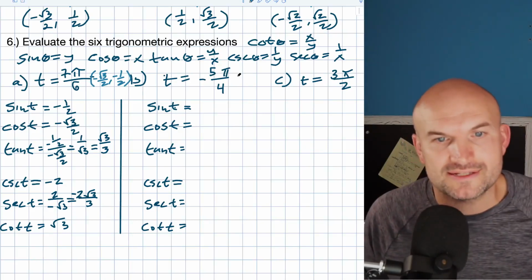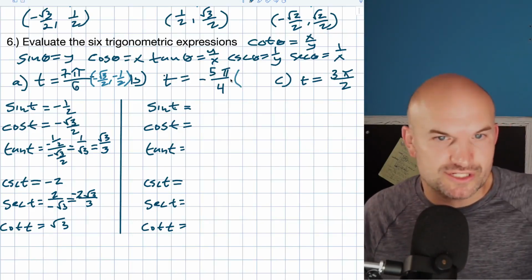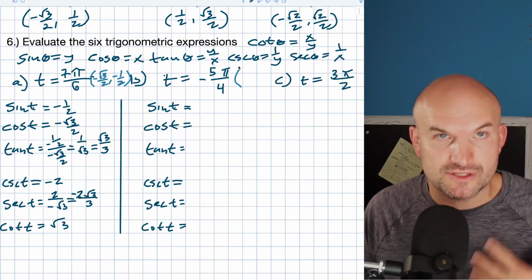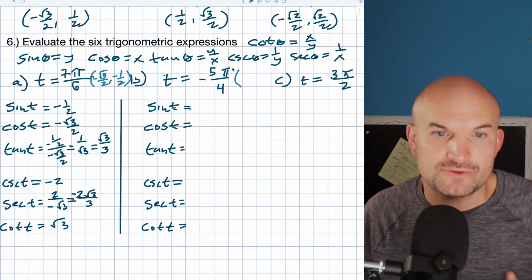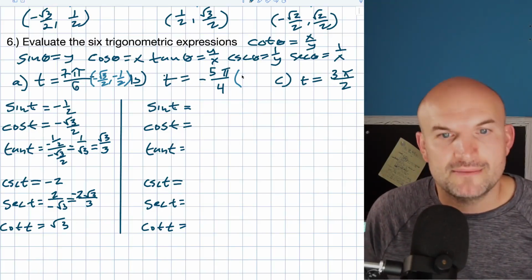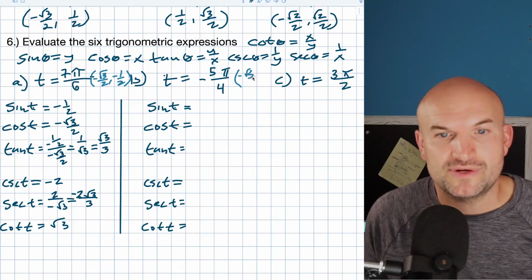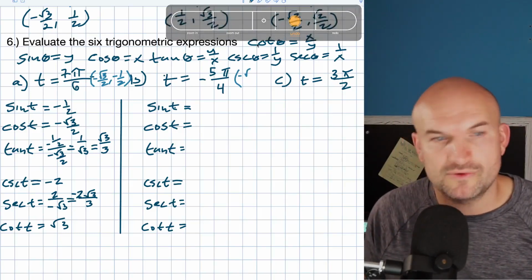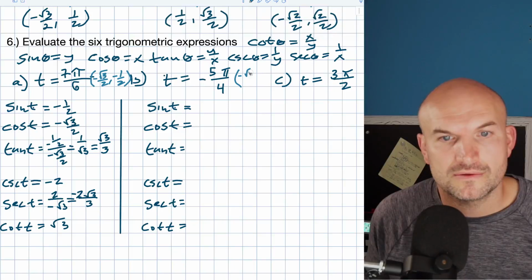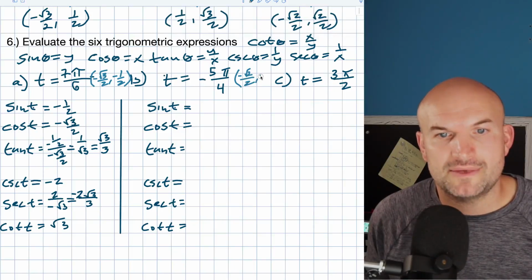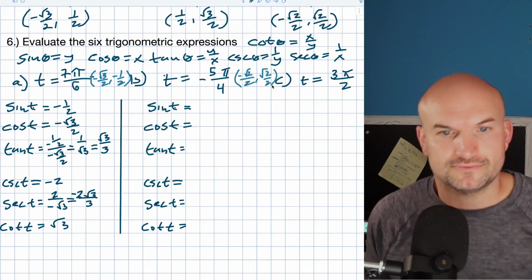That's going to be in the second quadrant. The reference angle is going to be pi over 4, so the point is square root of 2 over 2, comma square root of 2 over 2. But since it's in the second quadrant, my x is negative. So that's negative square root of 2 over 2, comma square root of 2 over 2.